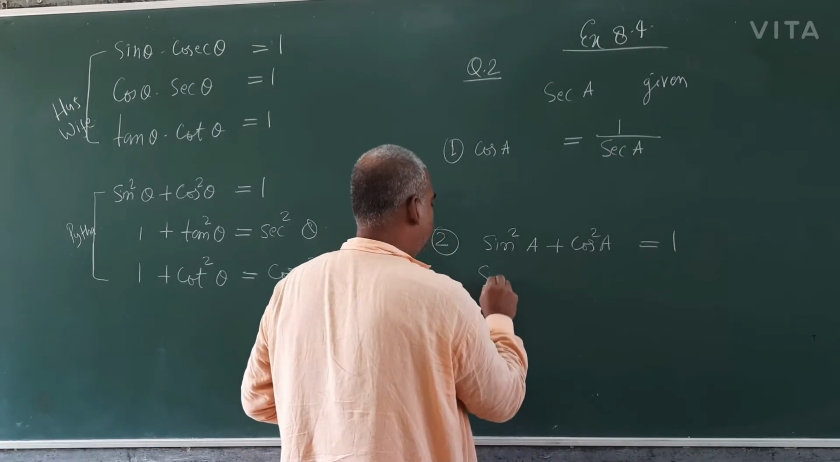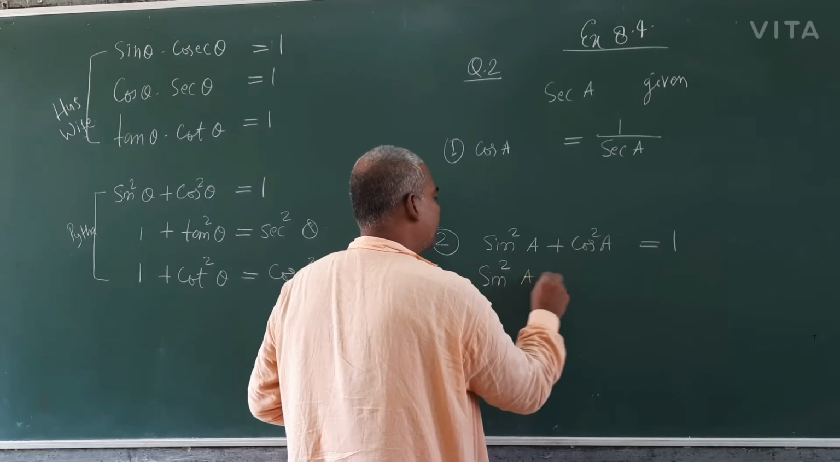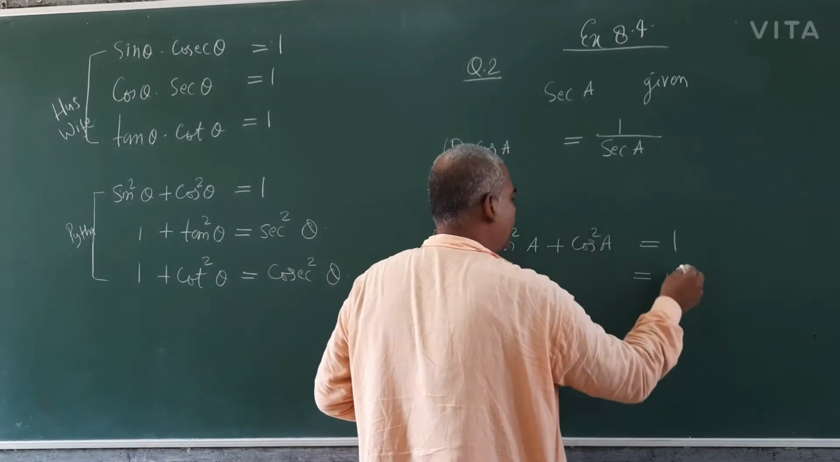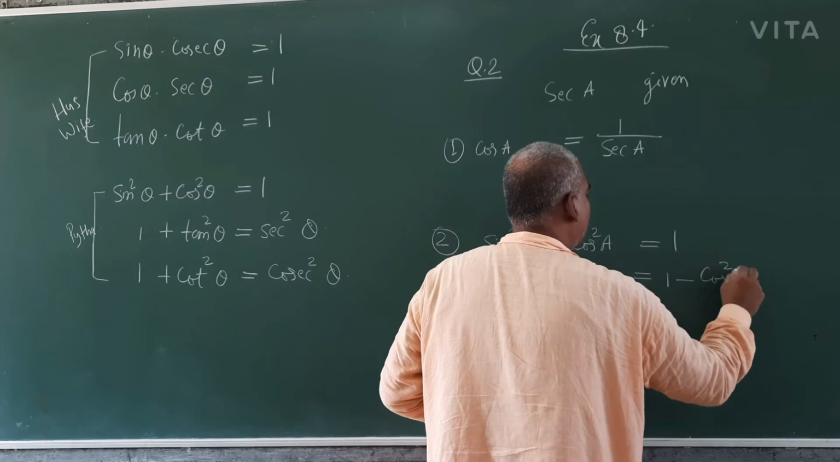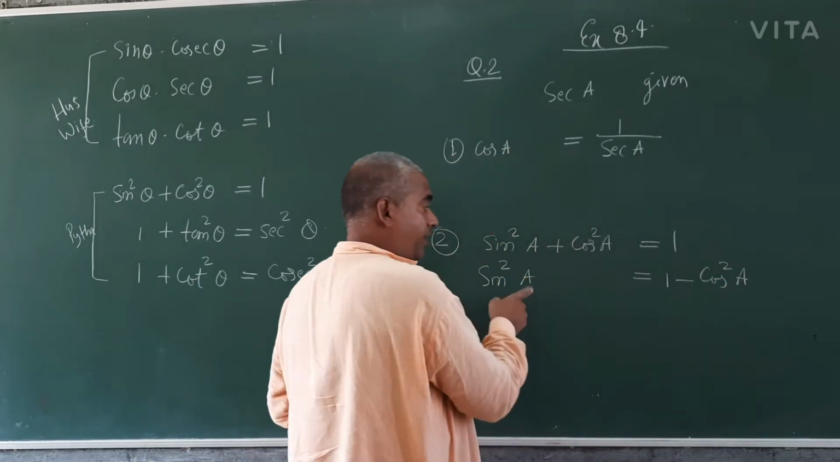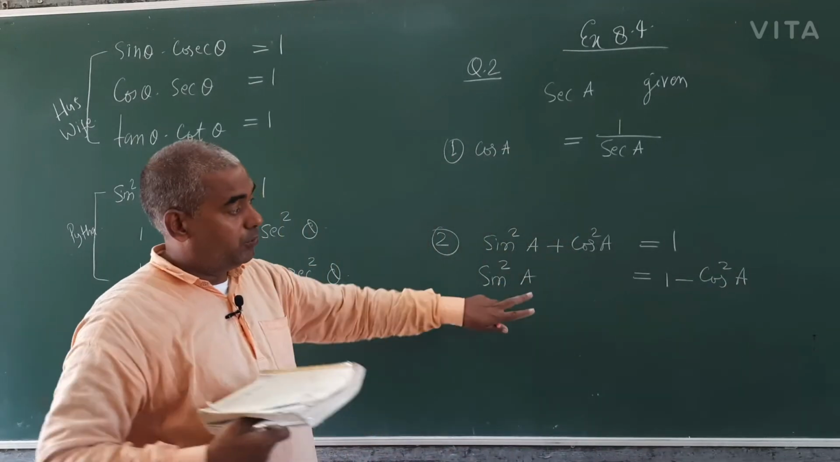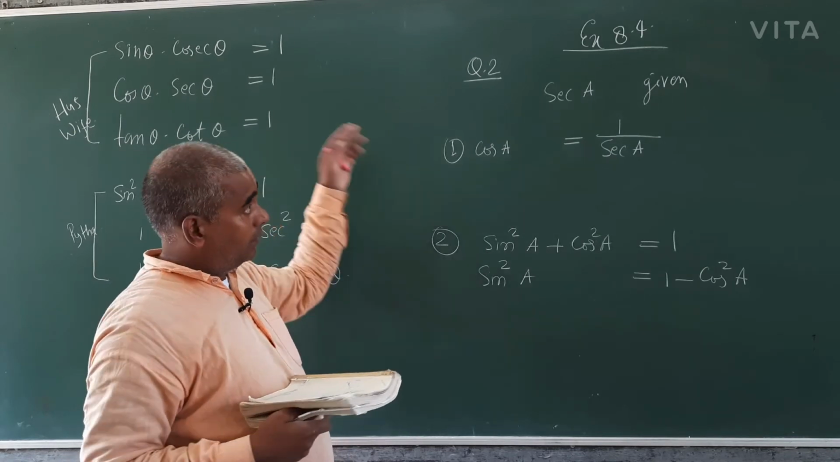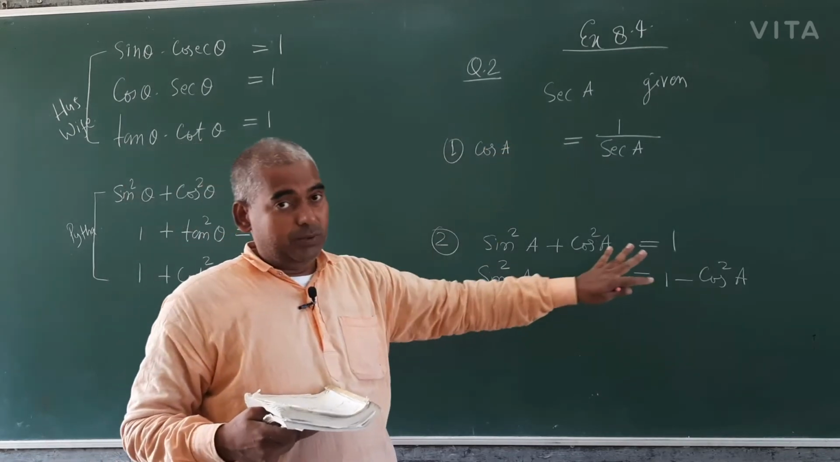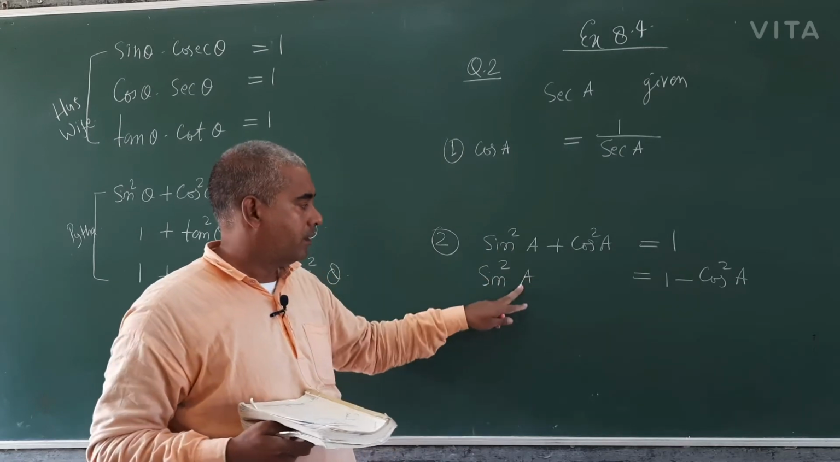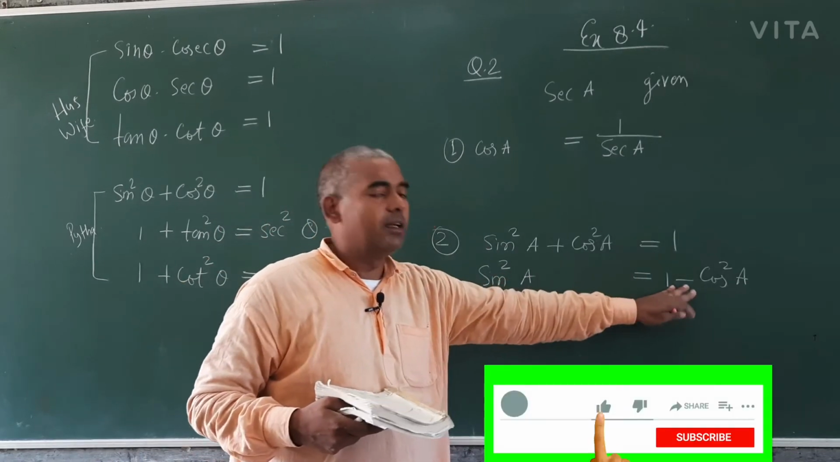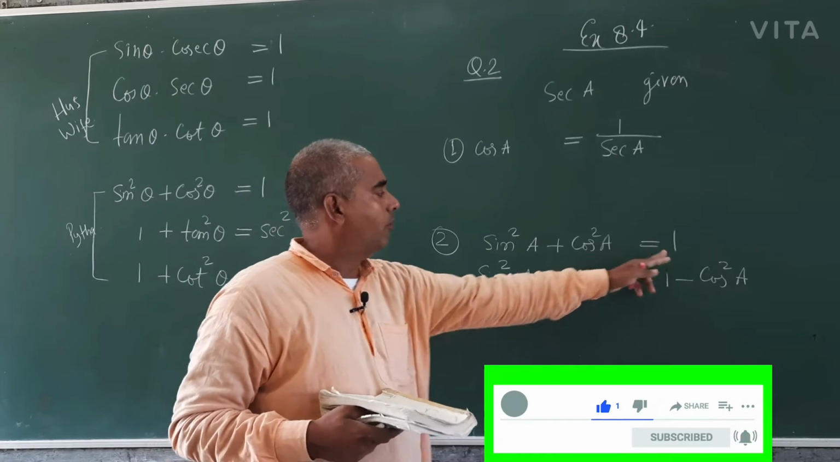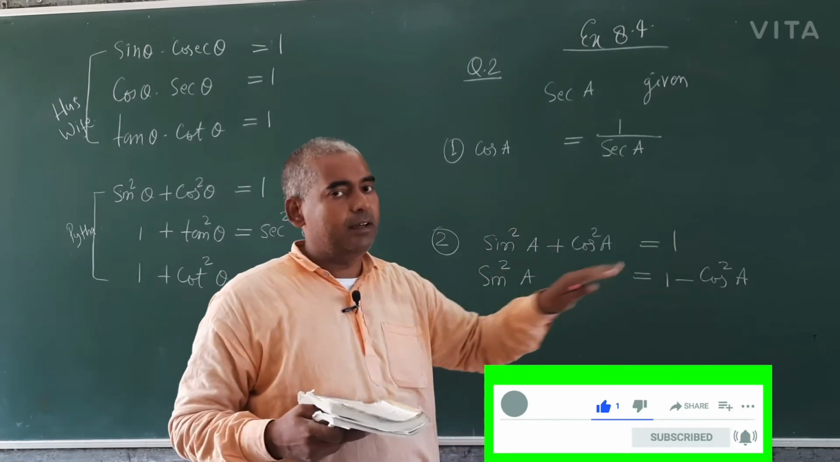So sin square A is equal to 1 minus cos square A. Just remember, this form will be used most of the time in 8.4 questions, and 8.4 is going to be tough for you if you don't practice. Sin square A is equal to 1 minus cos square A, or cos square A is equal to 1 minus sin square A.